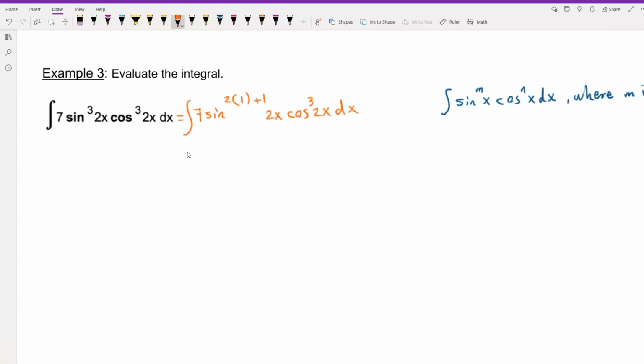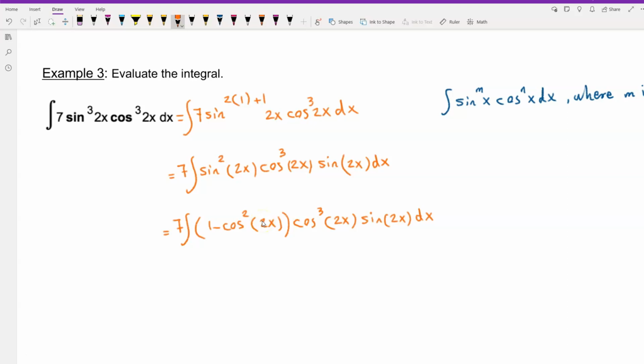This is equal to the integral of 7 sine. So instead of 3 we have 2 times 1 plus 1, where k is 1. Then 2x times cosine cube 2x times dx. Then move 7 outside of the integral, and what we're going to have is sine squared times cosine cube times sine times dx. And for all of these we have 2x. Next step, instead of sine squared, use 1 minus cosine squared. So this is equal to 7 times the integral of 1 minus cosine squared 2x times cosine cube 2x times sine 2x multiplied by dx.